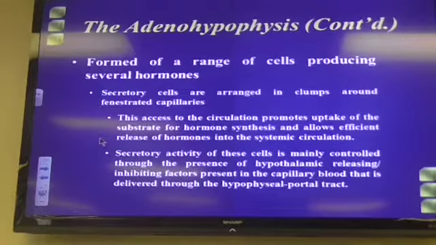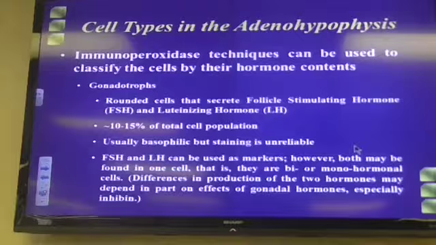The staining is not really reliable when you're doing that, which is why we use immunohistochemical staining. So FSH and LH can be used as markers. Both may be found in one cell; that is, they are bi- or monohormonal cells. In other words, some of the gonadotropes will secrete both of those hormones, and some will secrete one or the other. So it's going to vary, and it may depend upon what stage of the developmental cycle the animal is in. Also, there are some inhibitors which can change how active these cells are.